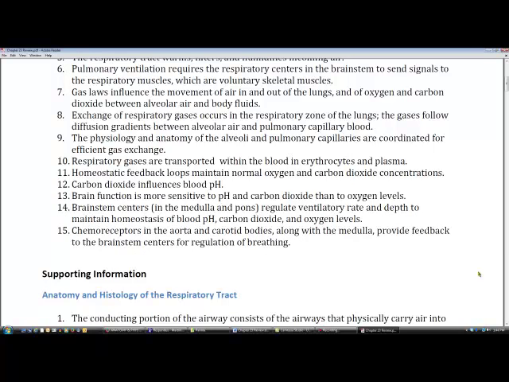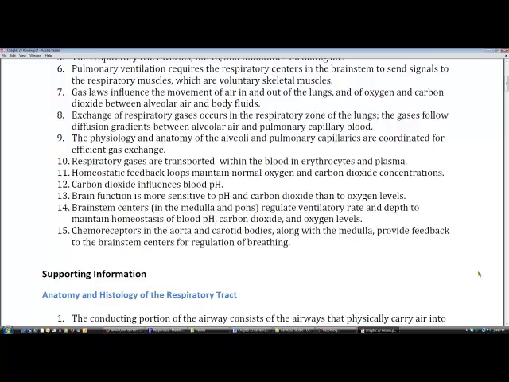Okay, number 10, respiratory gases are transported within the blood in erythrocytes and plasma. In other words, the respiratory gases are physically dissolved in the plasma, and additionally they are chemically bound within the red blood cells, the erythrocytes. Oxygen and carbon dioxide concentrations are controlled through homeostatic feedback loops. And as we get into the supporting information, we'll see what the reflex arcs are that coordinate the regulation of oxygen and carbon dioxide. Number 12, very important, carbon dioxide influences blood pH.